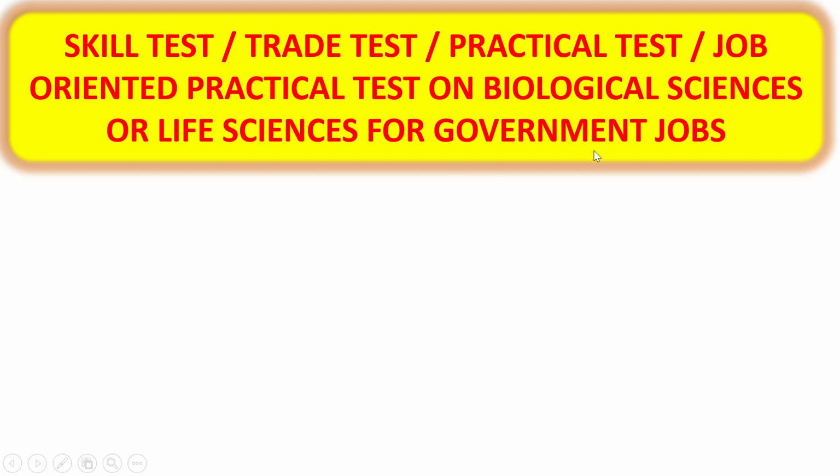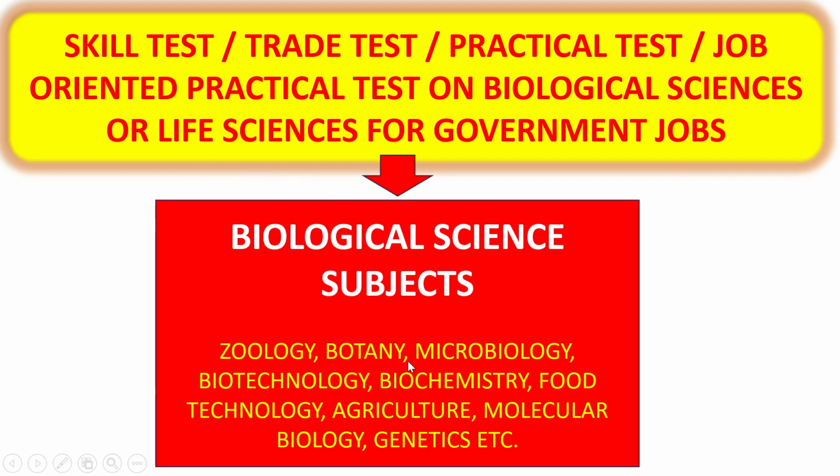At first we have to know what subjects are present in biological science or life science. These subjects are zoology, botany, microbiology, biotechnology, biochemistry, food technology, agriculture, molecular biology, and genetics. All are present in biological science or life science. If you are a graduate in any of these subjects, you are eligible to give government exams under biological science.